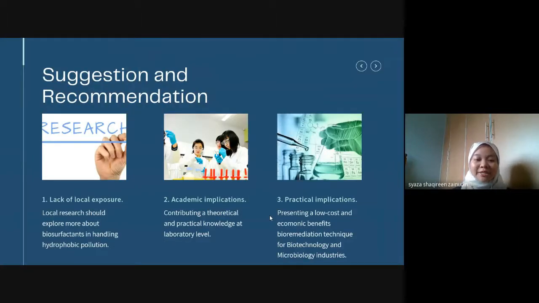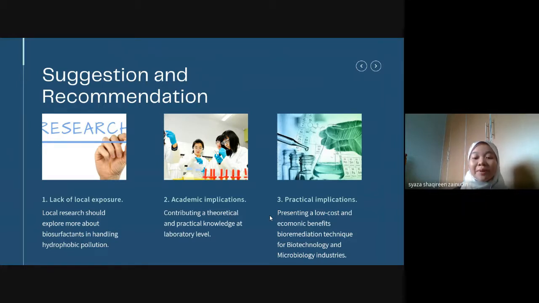While petroleum has been listed as one of the important sources for industries in Malaysia and therefore is prone to involvement with oil pollution, Malaysia still shows a lack of exposure towards biosurfactant-related topics. Thus, local research should indulge more in these topics, which will eventually lead to the discovery of other types of bacteria that have the same potential as Pseudomonas aeruginosa and Bacillus subtilis in handling hydrophobic pollution.